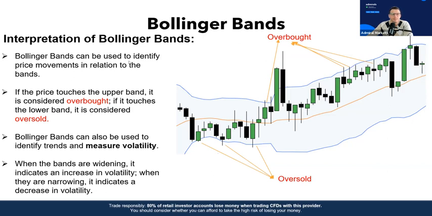Bollinger Bands can be used to identify price movements in relation to the bands. We do have the overbought and the oversold condition. Now, if the price touches the upper band, it's considered overbought, like here. The price touches the upper band and it's considered an overbought area. If it touches the lower band, it's considered oversold. This one here, this one here, this one here.